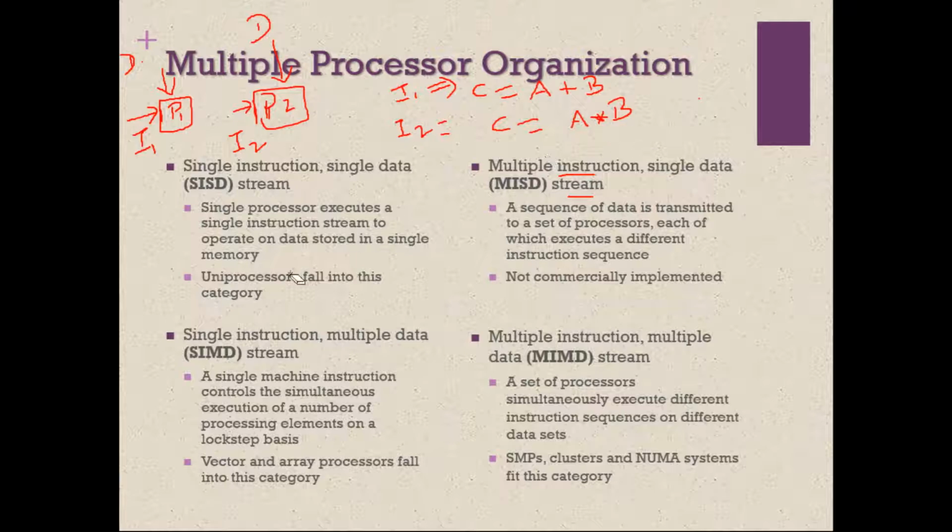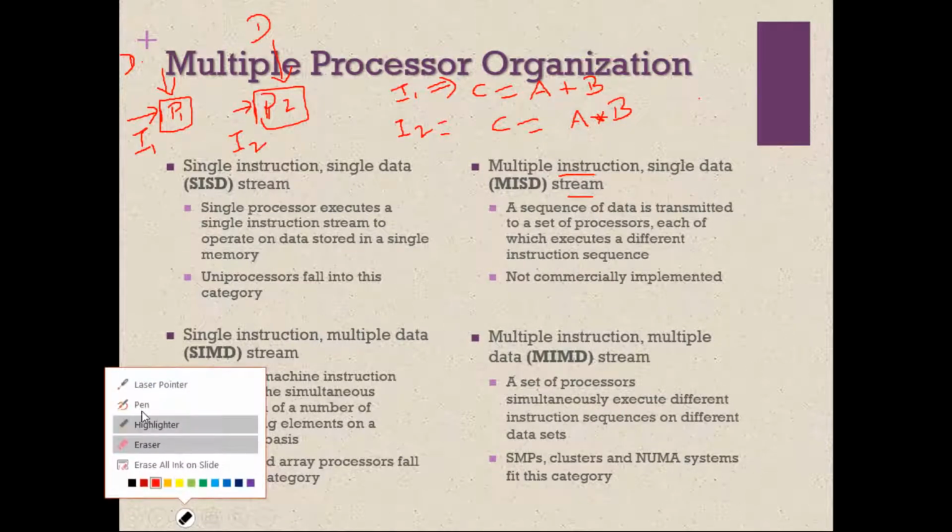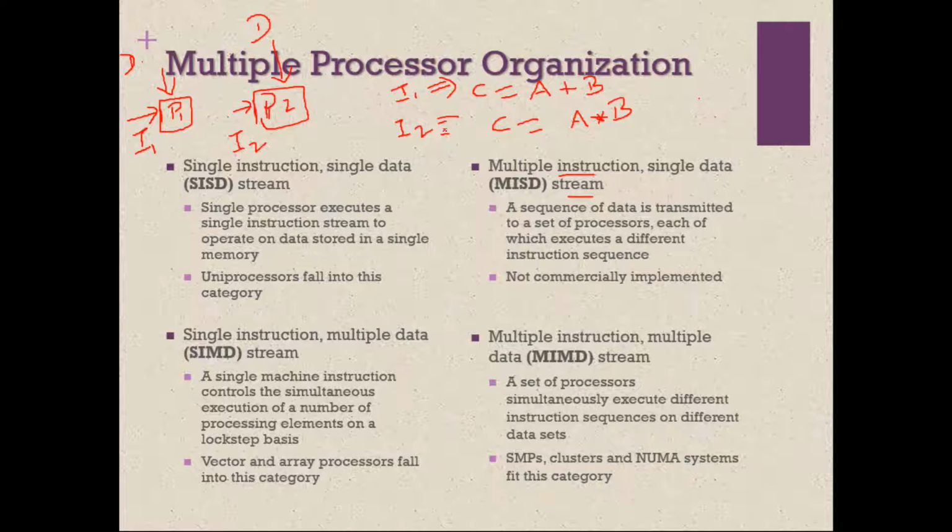C is equal to A star B. Now if you see, the instructions were different. The I1 instruction is addition, whereas for I2 the instruction is multiplication, but the data is the same. D will be the same. The data will be, say, 4 comma 7, that is A is 4 and B is 7. So I1 will perform addition and give the result 11, whereas I2, that is the process P2, will perform multiplication and give the result 28.